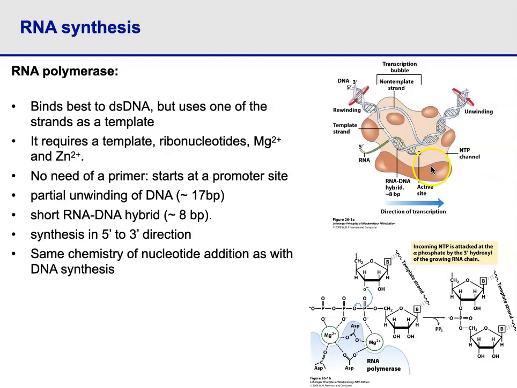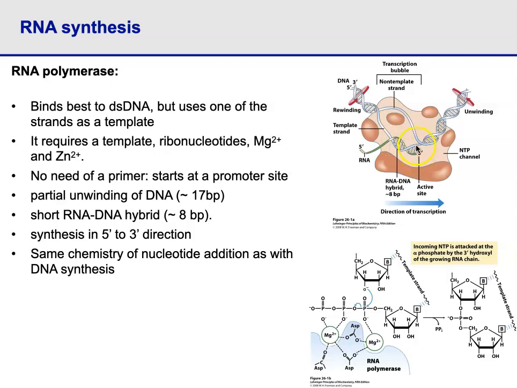Once the RNA polymerase is bound, it causes a partial unwinding of the double-stranded DNA. It's about 17 nucleotides. And this partial unwinding of the DNA is known as the transcription window or transcription bubble, whatever you want to call it. And like I said, one of the strands is used, and the RNA polymerase starts synthesizing the new RNA or mRNA molecule based on that template strand.